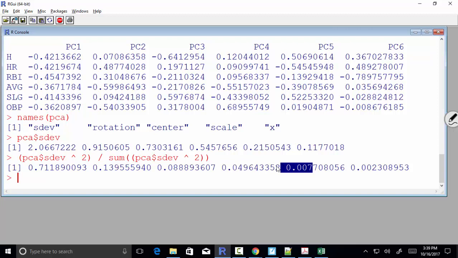So basically what we have found is that we can explain most of the story, 71 plus 14. We can explain 85% of all the variation in my 1016 players using just 2 variables. For the other ones, the third one and fourth one and so on, the variance that is explained is relatively small. So they're relatively minor components of the whole picture.